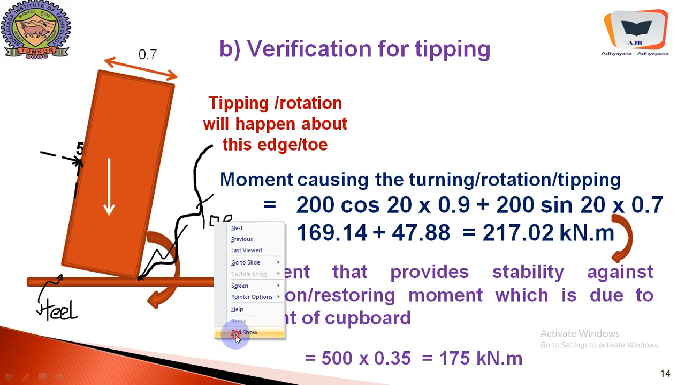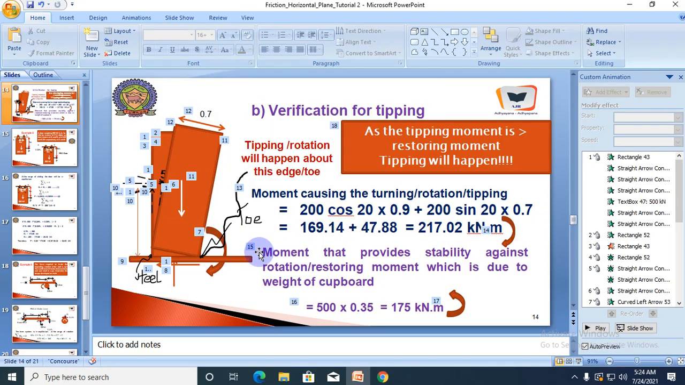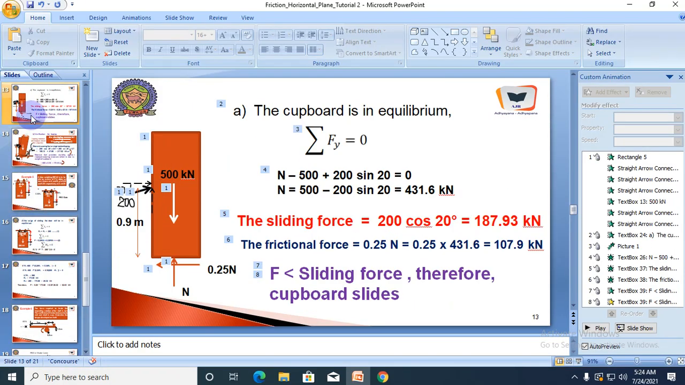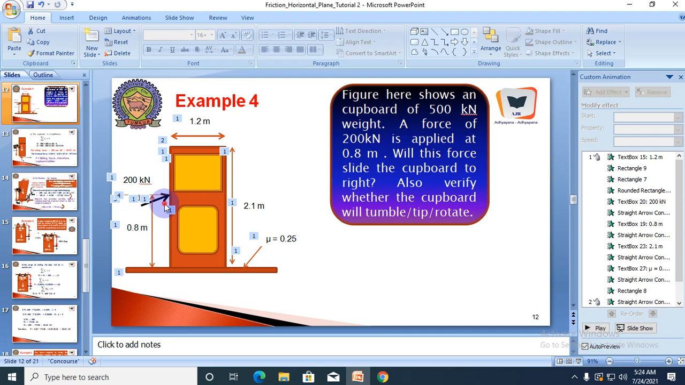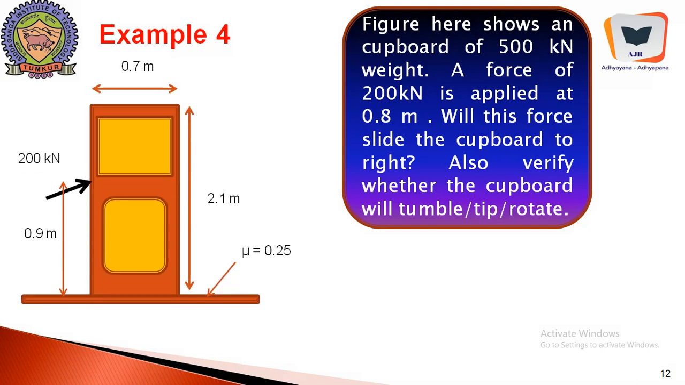So we will quickly go and change the dimensions in the original figure. It's over here. Yeah, this is the figure. We'll make it 0.9 and this is 0.7. Right, we will just continue.